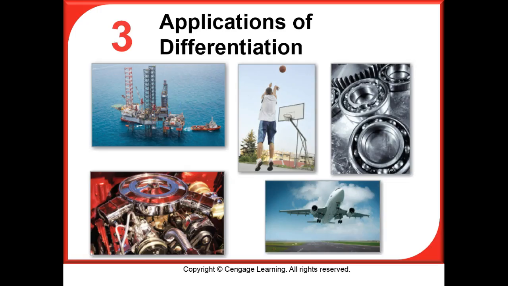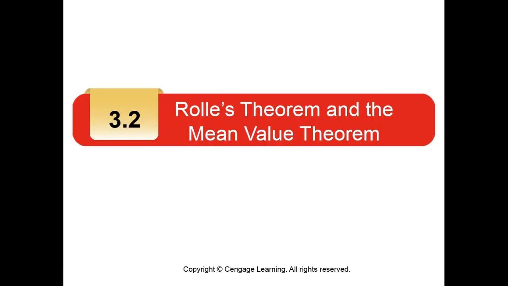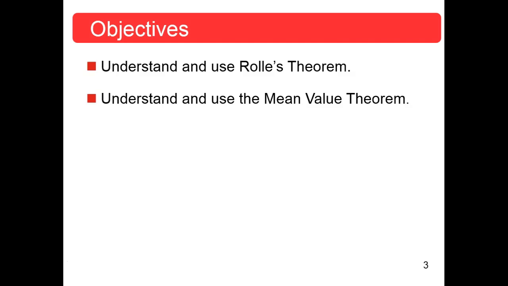Still in Chapter 3, applications of differentiation. In 3.2, we're going to talk about Rolle's theorem. There's another potential paper topic. Who in the world is Rolle? I can't even remember his nationality. I'm guessing French, but I don't know that for sure. Rolle's theorem and the mean value theorem. So we're basically going to talk about 2 theorems, and I'm sure their applications, okay? Especially since this is application of differentiation. So our objectives here are to understand and use Rolle's theorem and to understand and use the mean value theorem.